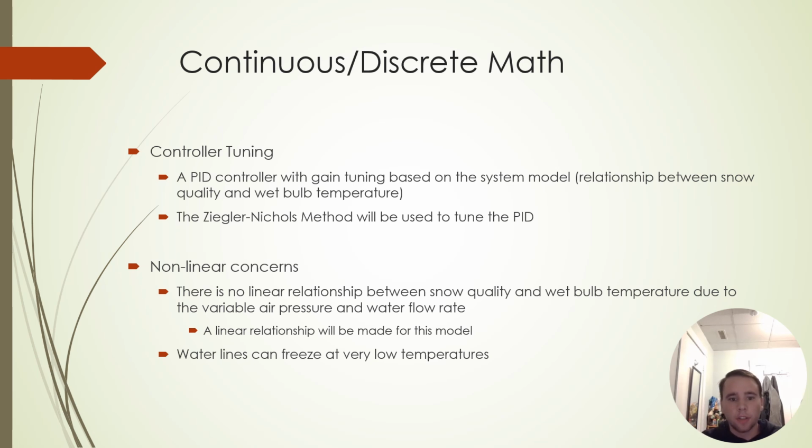And as for nonlinear concerns, there are actually a lot of those with this model because there is no linear relationship between snow quality and wet bulb temperature due to the variable air pressure and water flow rates. Because of that, a simplified version of the SnowMaker will be used where a linear relationship can be found. And another nonlinear concern is that water lines in the actual SnowMaker can freeze while in use.